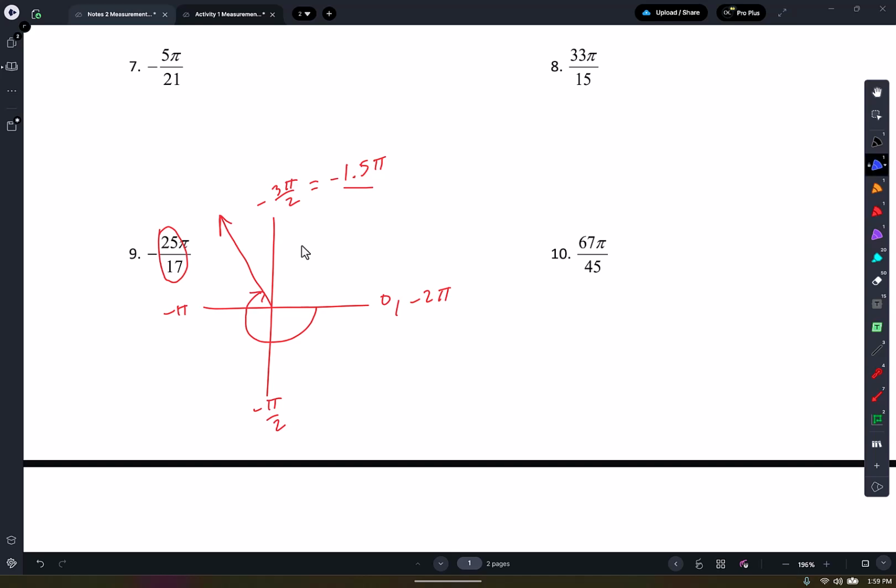I need my reference angle. This guy right here. That's my reference. How am I going to get it? Think of that negative pi as negative 17 pi over 17. Isn't that negative pi right there? So think about the difference between 17 and 25. Yep, so there it is. 8 pi over 17. Remember, the reference angle is never negative.